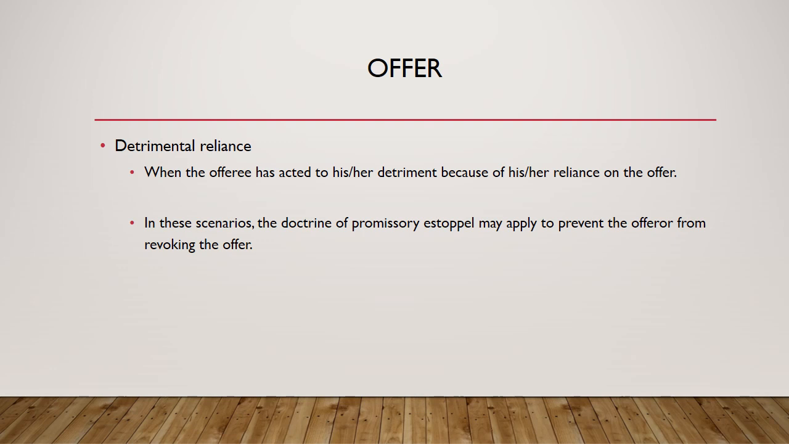So the doctrine at play here is promissory estoppel. When you detrimentally relied, promissory estoppel may apply, and it estops you, or it prevents you as the offeror from being able to revoke your offer. So it's an equitable based doctrine. And so in the painter scenario, promissory estoppel would stop the homeowner from being able to revoke the offer to paint the home for $2,000 because he relied on it, buying supplies, hiring workers, things like that.